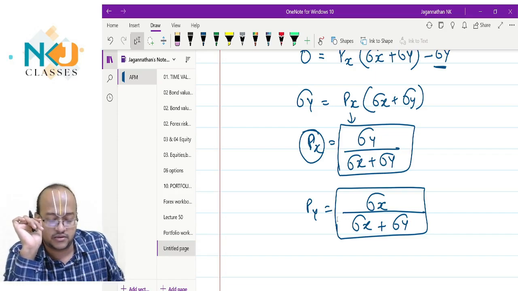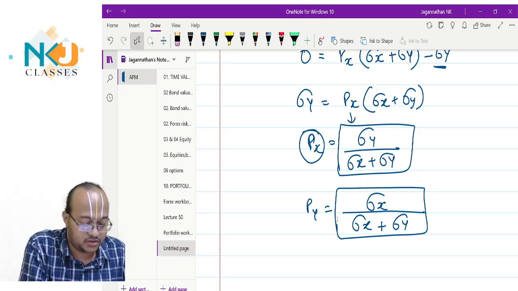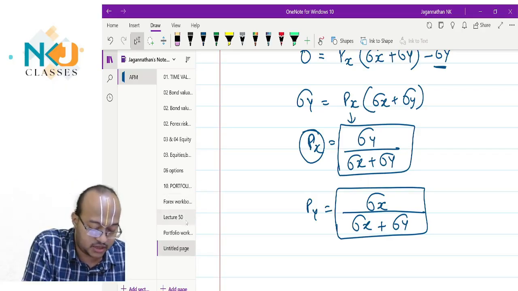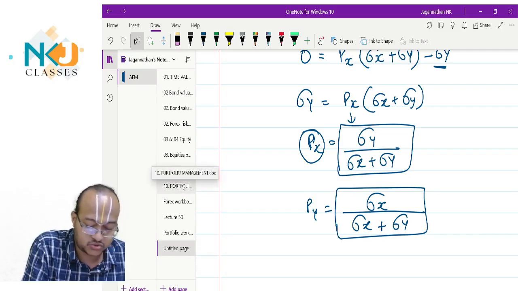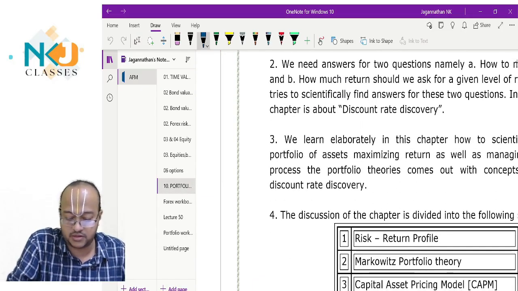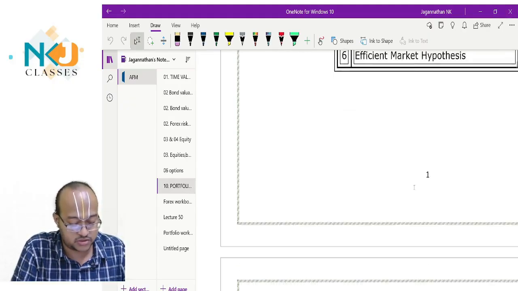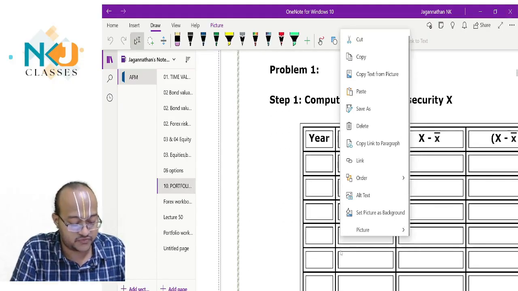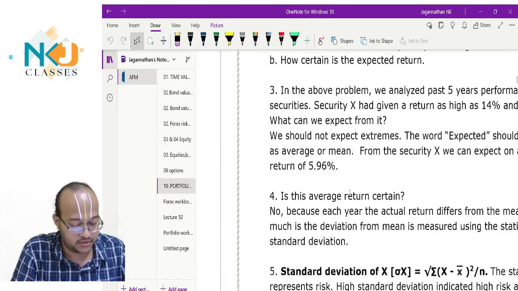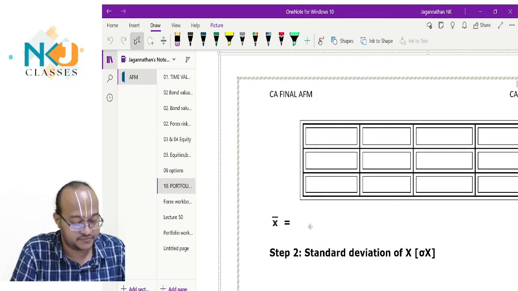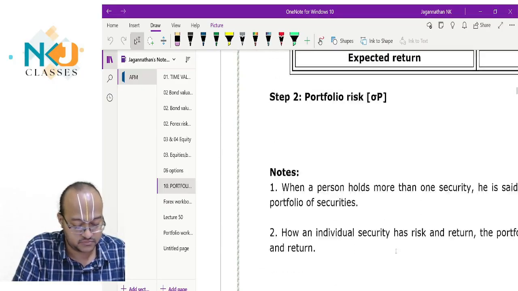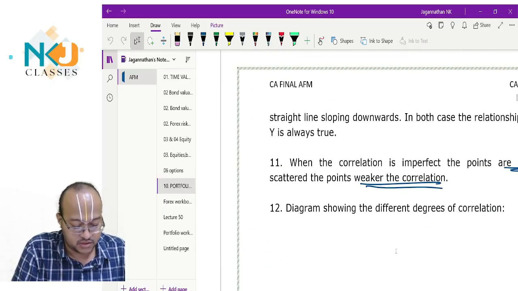Right? See, I have given notes also. You can go through the notes, I will tell you where it is. You can revise from the notes later. That is what I wanted to tell. See here.